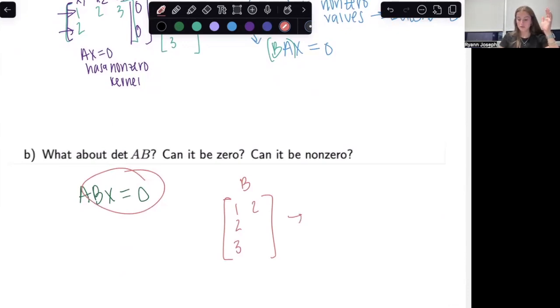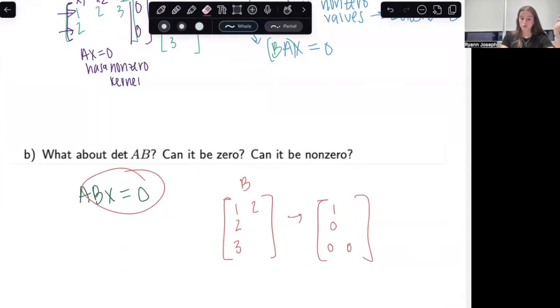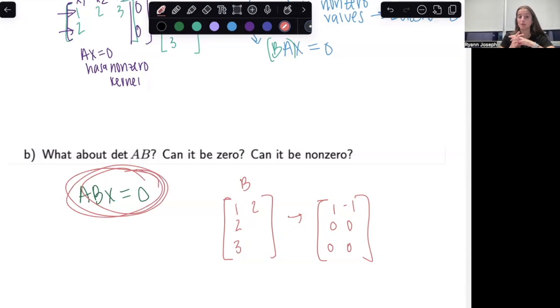So we could have, where this could be our reduced row echelon form of B, but it could also not be. It could look like this. We don't know. It just has more opportunities to have free variables or not have free variables. So we don't know anything about the kernel of B. So we can't say anything about the solution set of Bx equals 0. Therefore, we can't say anything about the solution set of ABx equal to 0.